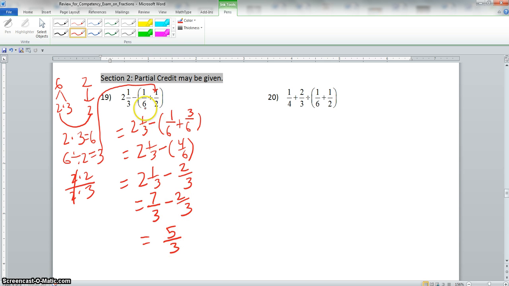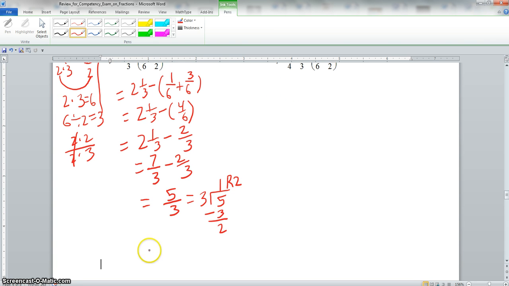Now, since we started off with a mixed number in this problem, we need to change this 5/3 to a mixed number. So we would take 3 and a 5. 3 goes into 5 once. 1 times 3 is 3, and 5 minus 3 is 2. So our remainder here is 2. So our final answer here, the number in front of the remainder would be your integer. Your denominator still would be 3, and your numerator would be 2. So your final answer here is 1 2/3.